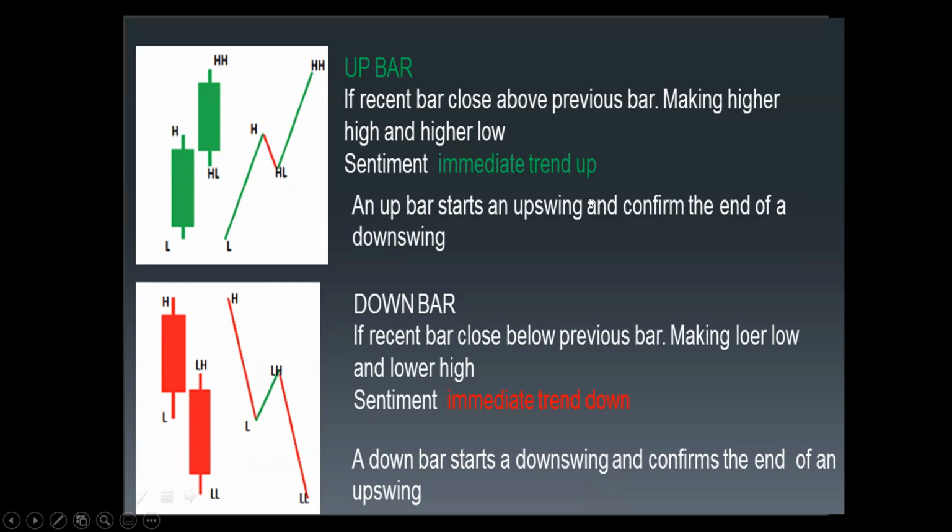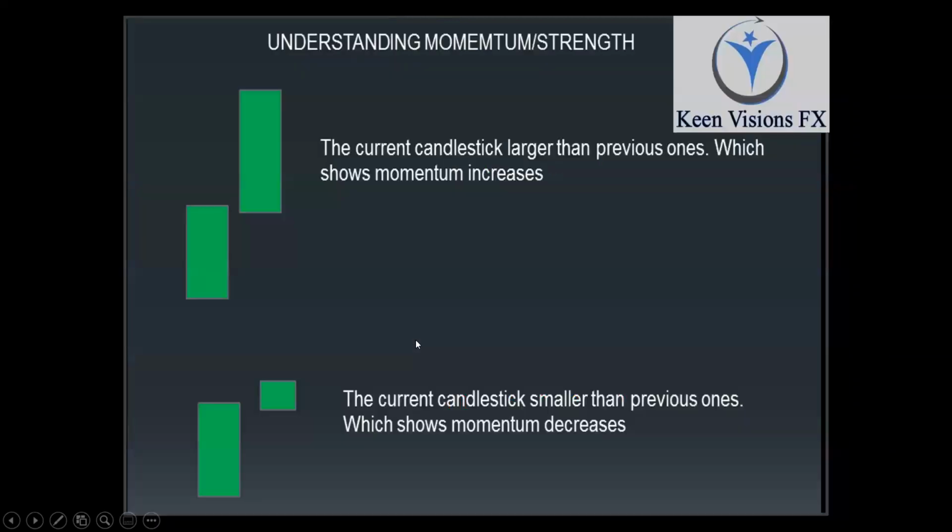Now, the down bar, if the recent bar closed below previous bars, making it a lower low and a lower high, the sentiment or the immediate trend is down. Down bar, again, starts a downswing and confirms the end of an upswing. We do have certain structure or formation forming in these higher highs and higher lows.